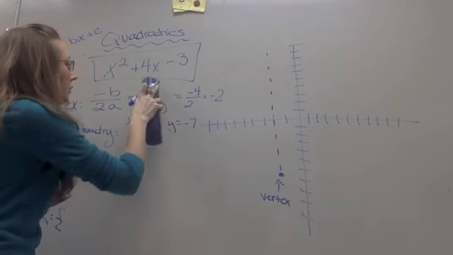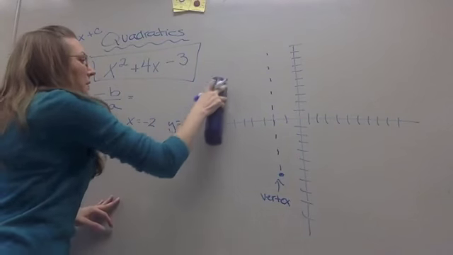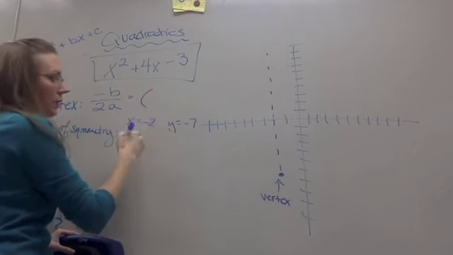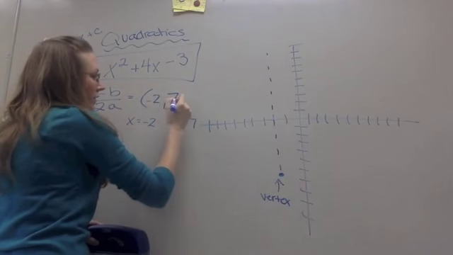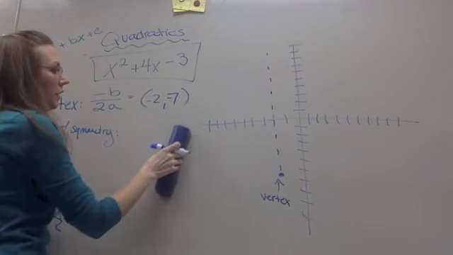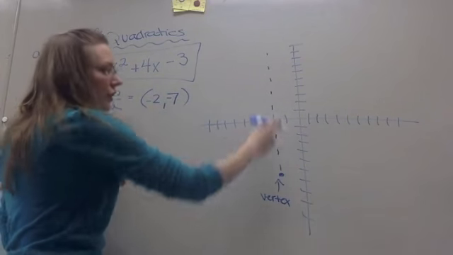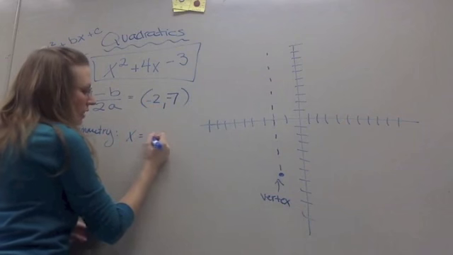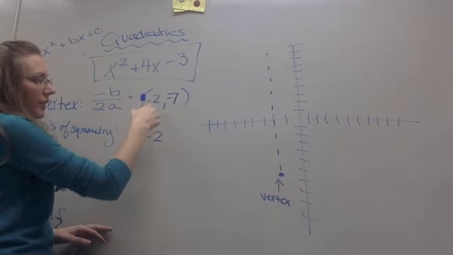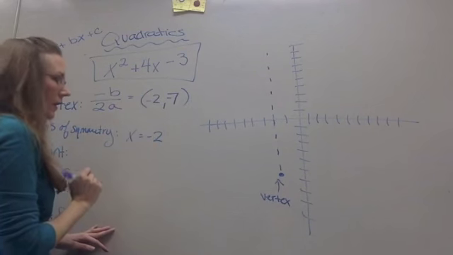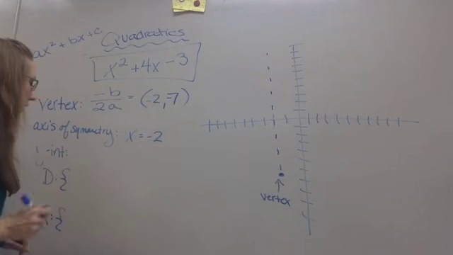I'm just going to erase this, and I'll put our coordinate pair here. It was negative 2, negative 7. Okay, now I have a little more space. So my axis of symmetry, this is a vertical line, so it's going to be at x equals negative 2. This will always happen. They'll always match, the x value and the line equation.